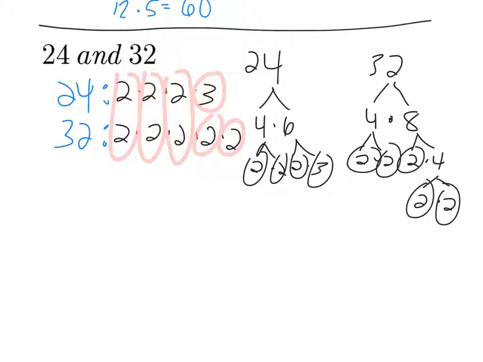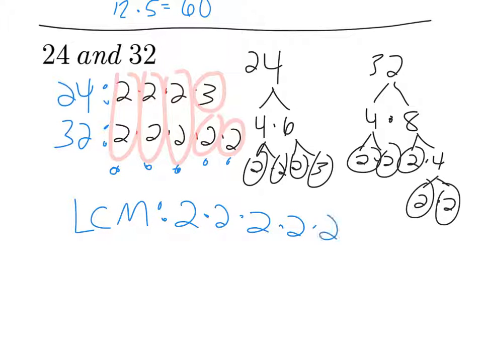So everything that I have circled gets counted once. So when I go to do the LCM, my least common multiple, I'm going to take this 2, this 2, this pair of 2s, and then each of these 2s that are separate, and the 3, and I list all those out.